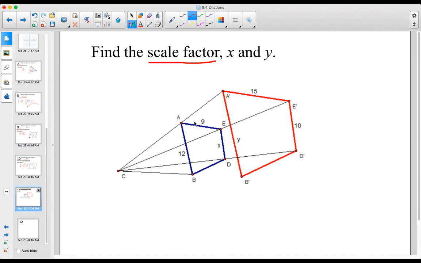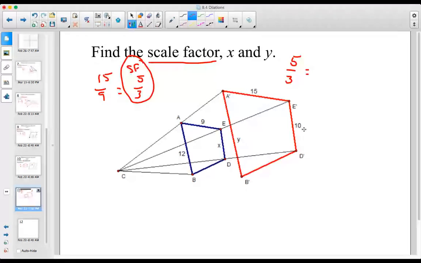Now it looks like this is an enlargement, so I'm going to put the bigger on top. So 15 over 9, which reduces to, I'm going to leave this as a fraction, 5/3. There's my scale factor. Now we're going to use the scale factor to set up a proportion. So that's big to small. Let's go big to small to solve for x.